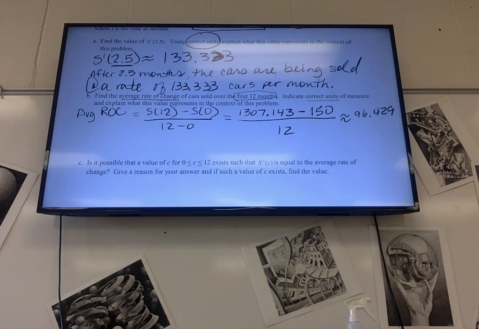Okay, so that's the average rate of change of the cars sold over the first 12 months.